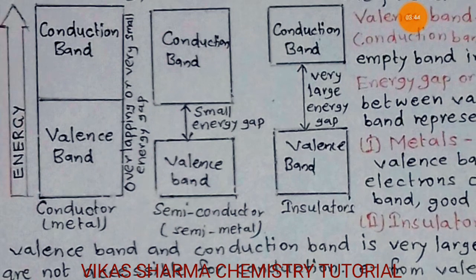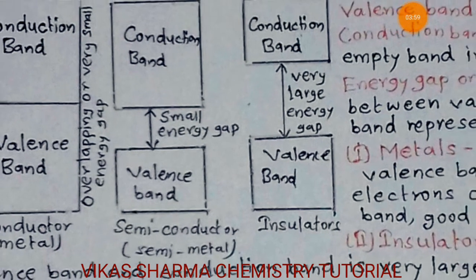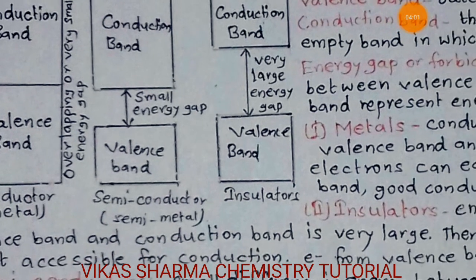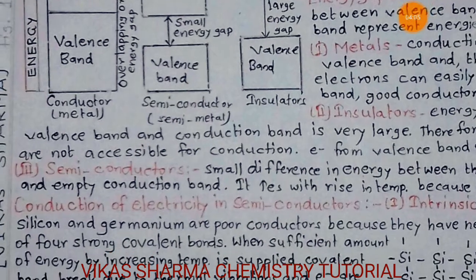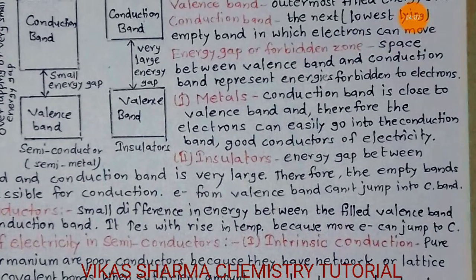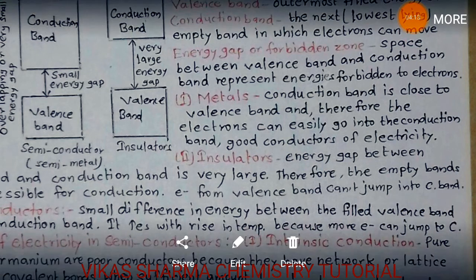In a conductor such as a metal, the conduction band and valence band are totally attached. In a semiconductor, the conduction band and valence band have some small energy gap. And in an insulator, the gap is very great, so the electrons do not conduct electricity. So student, in the case of metal, the conduction band is close to the valence band and therefore the electrons can easily go into the conduction band, making it a good conductor of electricity.